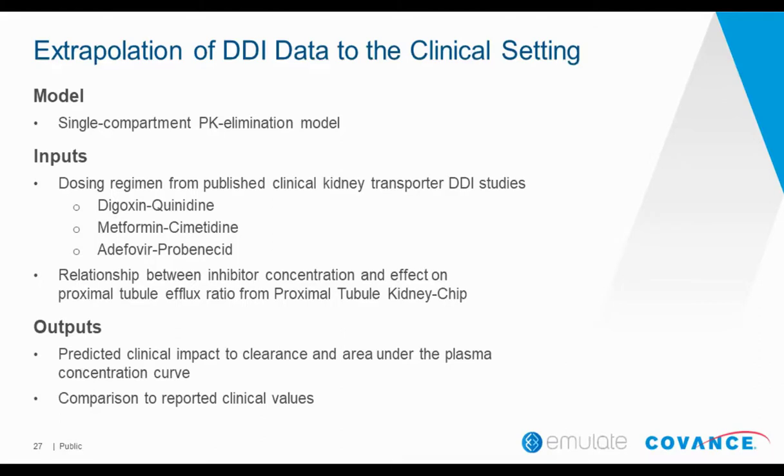So from there, we needed to extrapolate this data and really explore the application of the model, to translate and show drug-drug interaction and compare that to a clinical setting. So again, the mathematical model was set up using a single compartment PK elimination model, basically just within the renal, using inputs of dosing regimen from published clinical trials in terms of the kidney transporter drug-drug interactions, and then utilizing the outputs, comparing the predicted clinical impact to clearance and area under the curve, and comparing that to reported clinical values.